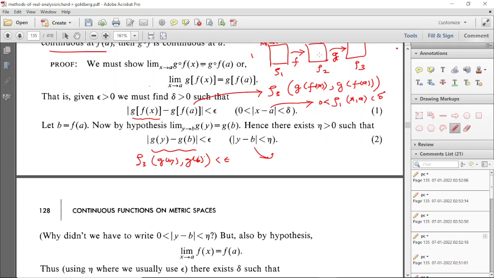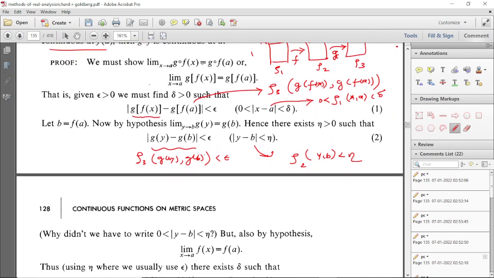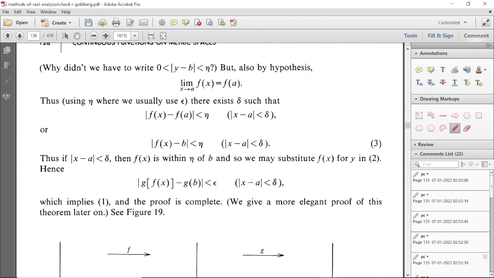Here all the elements are of the form y. Here all the elements are of the form x. So this is rho 2 of y comma b is less than eta. So now what you have to do is, everything is okay. Then here also, this is in terms of rho 2 you have to write. This in terms of rho 1 you have to write. Same like this, this also rho 2, this also rho 1. These are the changes you have to make.